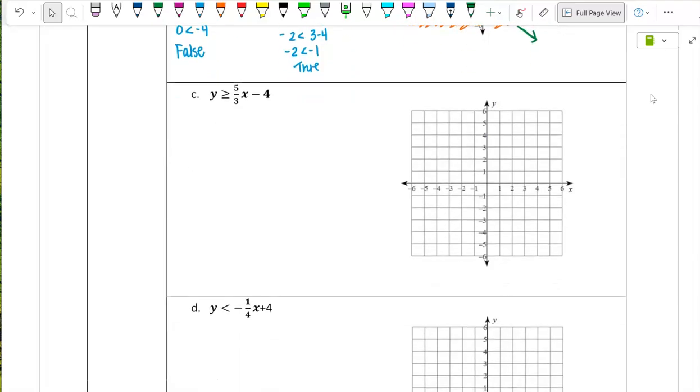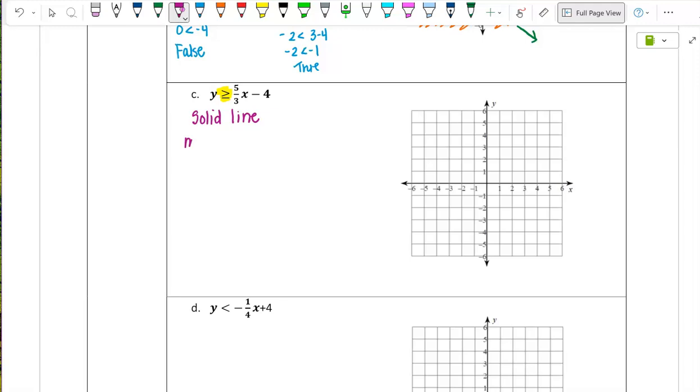All right, C, y is greater than or equal to 5/3 x minus 4. Again, we're already in slope-intercept form, so we don't have to change anything around here. So we start off by looking at our inequality symbol. We have a greater than or equal to symbol here. So is that going to give us a solid line or a dashed line? This is going to give us a solid line, which means anything on the line will be included as part of the solution.